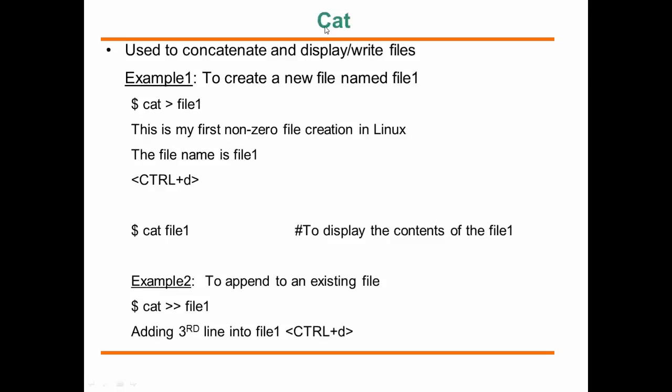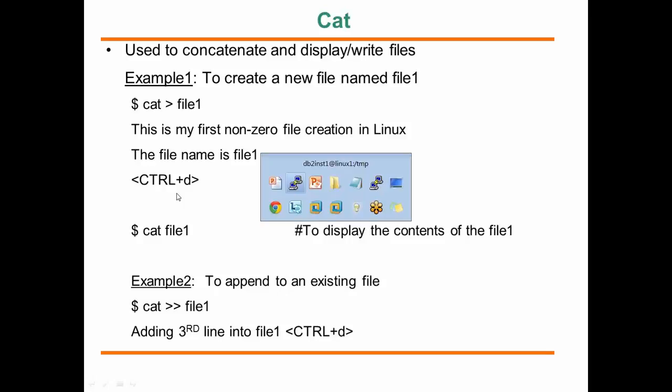Now let's look at how I create files using a cat command. Cat is used to concatenate and display or write files. For example, if I have to create a new file named file1, I can simply say cat greater symbol file1. I can write whatever I want and I can press Ctrl D. Let me show you this example.